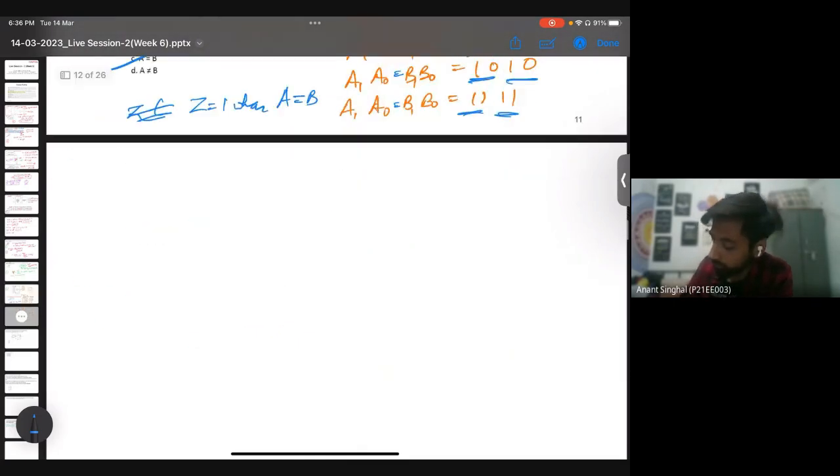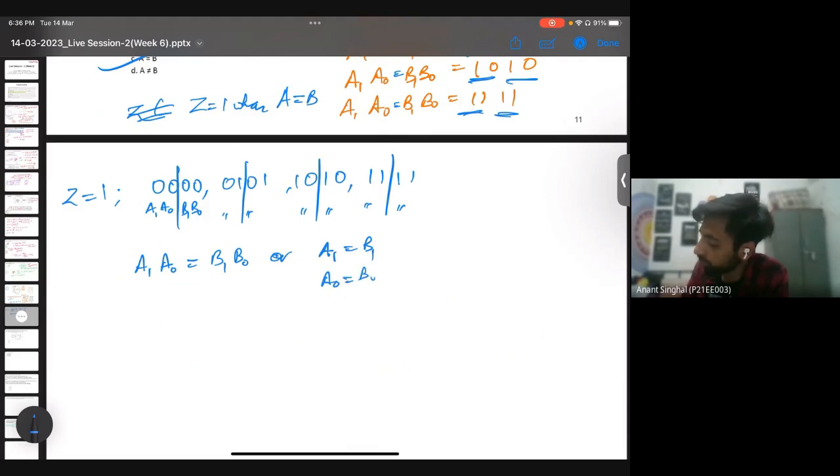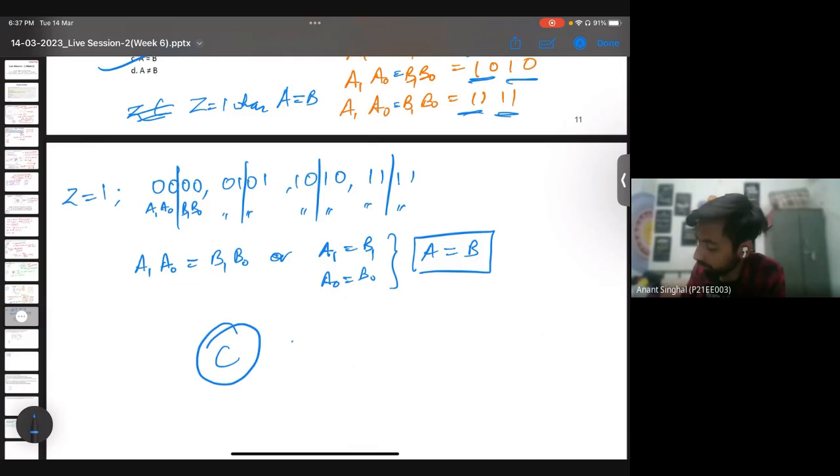I'll repeat again. It is given that Z equals 1 and the terminals connected are 0, 0, 0, 0, then 0, 1, 0, 1, 1, 0, 1, 0, and then 1, 1, 1, 1. These are nothing but the bits A1, A0 compared with B1, B0. Same is the case with all of these. So we just got to know that A1, A0 is always equal to B1, B0, or A1 is equal to B1 and A0 is equal to B0. If we write it together, then A is equal to B. So the correct answer to this question is option C, which says Z equals 1 when A is equal to B.